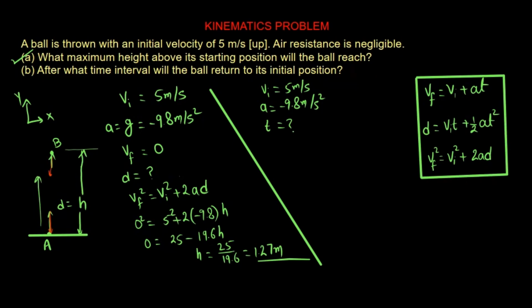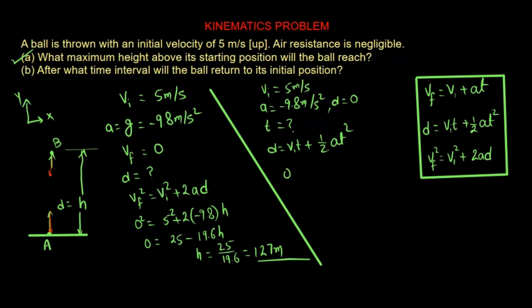And if you remember the definition of displacement, the displacement for the path in question B would be 0 because the initial and final point are the same. So the displacement is 0. We need time. Let's look at the formulas again. Which one involves v initial, a, t and d? That would be the second formula, this one. Let's use that. d equals v initial t plus half a t square.